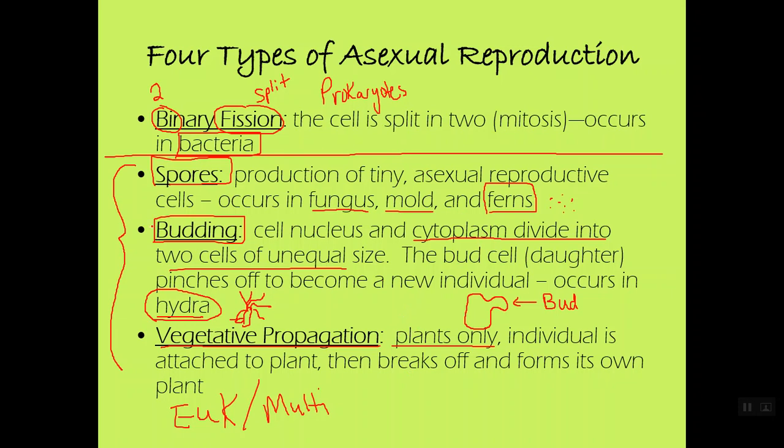So those are the three types of asexual reproduction that are eukaryotic and multicellular, and then binary fission was, of course, for your single-celled prokaryotic bacteria. And again, all these are asexual, and all of these are mitosis, right? So here's the video I promised you.